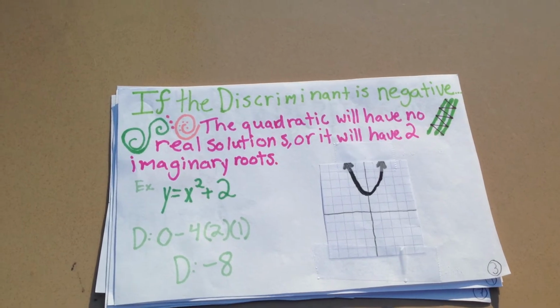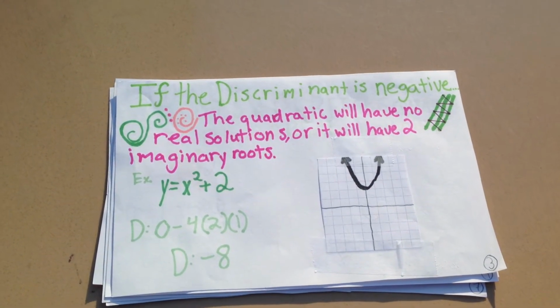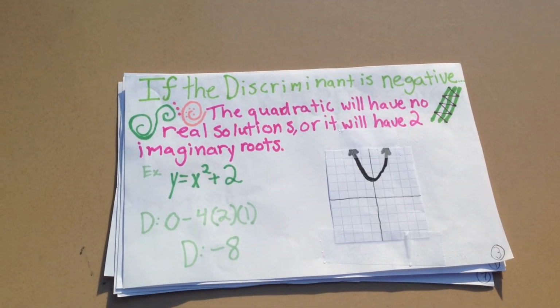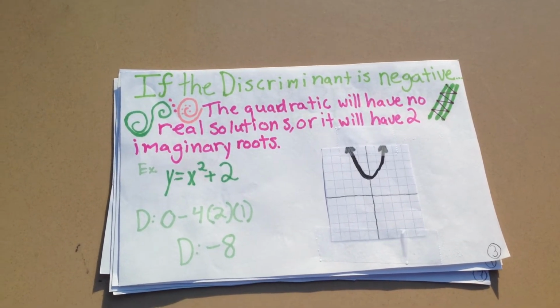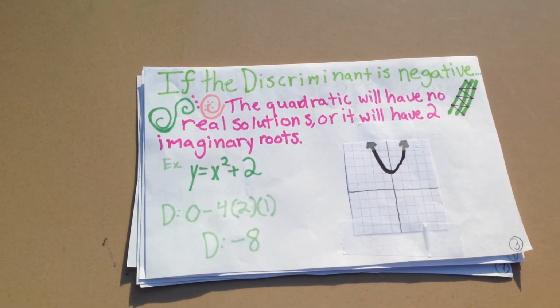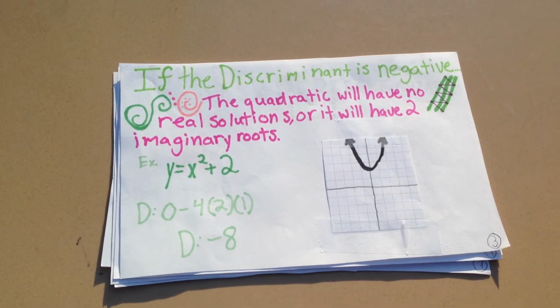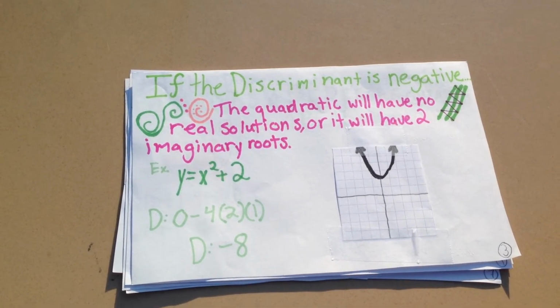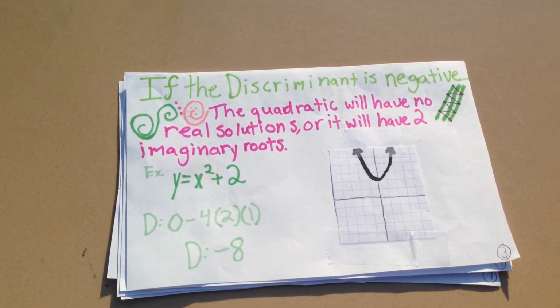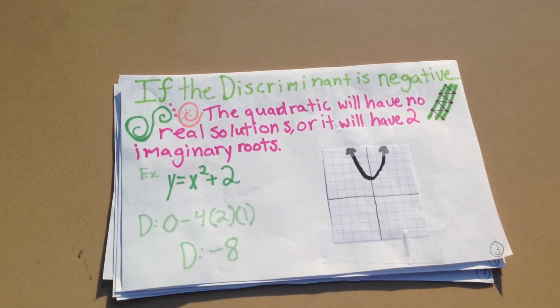If the discriminant is negative, the quadratic will have no real solutions, or it will have two imaginary roots or solutions. An example of this is y equals x squared plus 2. To continue on doing that math, 0 minus 4 times 2 times 1, which leaves your discriminant at negative 8, as shown on the graph.